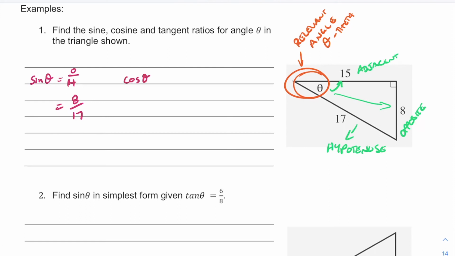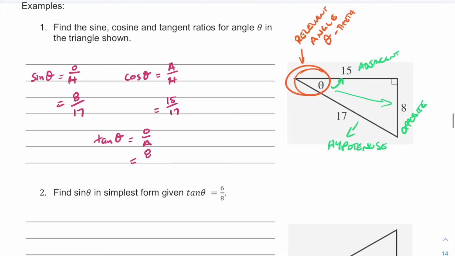Then we have cosine theta. This one is A over H. Alright, and I'm sure you can guess this one. It is going to be 15 over 17. And then, of course, we have tan theta, which is O over A. Or in terms of our actual triangle that we have over here, 8 over 15. Fairly straightforward, I believe, and hopefully you're understanding what's going on.